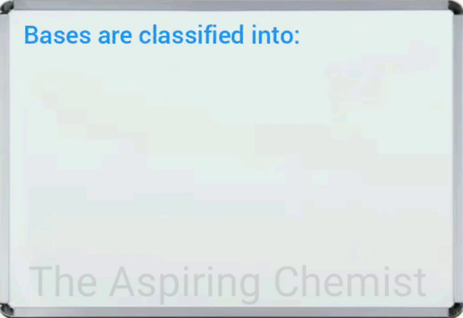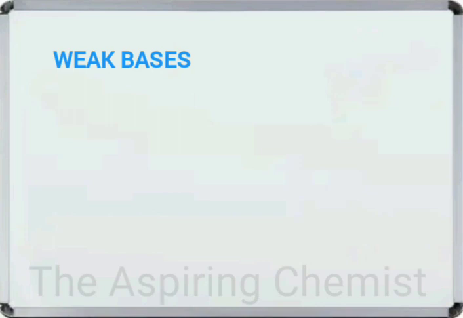Now, let's classify bases. They are also classified, like acids, into weak and strong bases. The strong bases ionize completely in the solution and are represented by a forward-moving arrow, while the weak bases ionize slightly in a solution and are represented by a reversible reaction arrow.